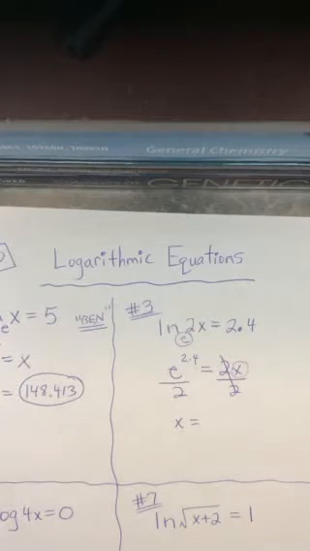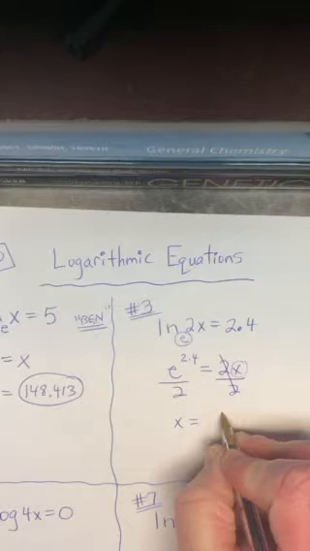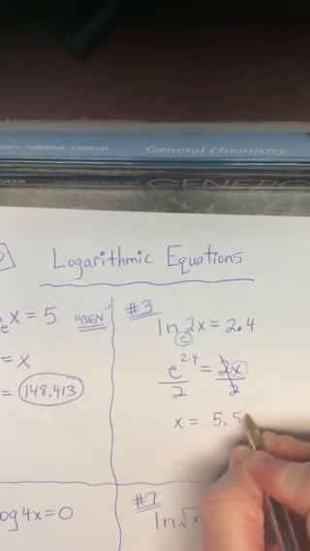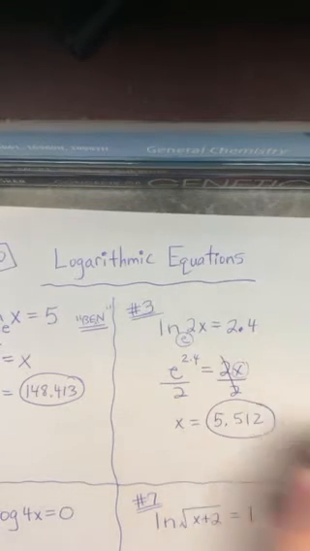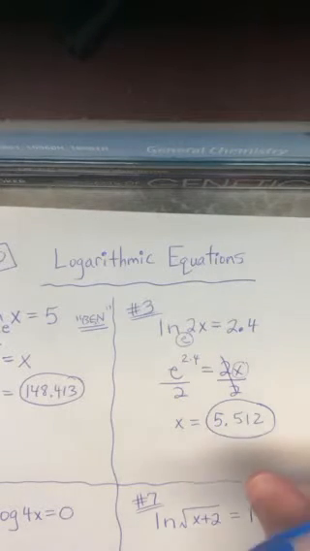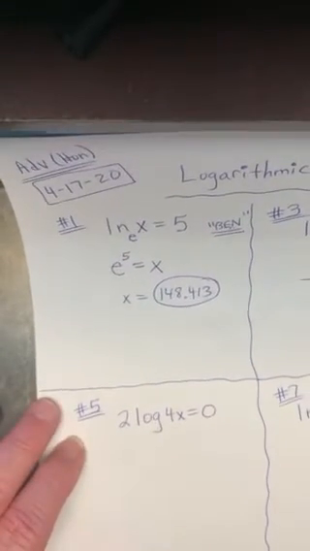So doing this on your calculator, come on, work with me, follow with me. I'm getting 5.5115, so to the nearest 3 places, 5.512 looks like my final answer. Okay, not bad. Solving a logarithmic equation. So far, so good. Move to number 5.